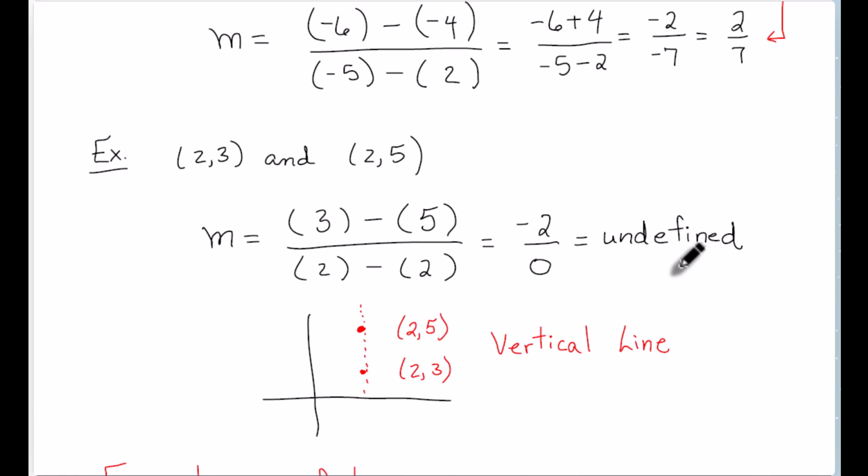All right, let's see. What if I have this situation? 2 points, 2, 3, 2, 5. So I plotted them here for you. Over 2, up 3, over 2, up 5. And visually, you can see that's a vertical line. 3 minus 5 is a -2. 2 minus 2 is 0. But remember from our basic math, 0 in the bottom part is really bad, making the whole problem undefined. So, undefined slope means vertical line.